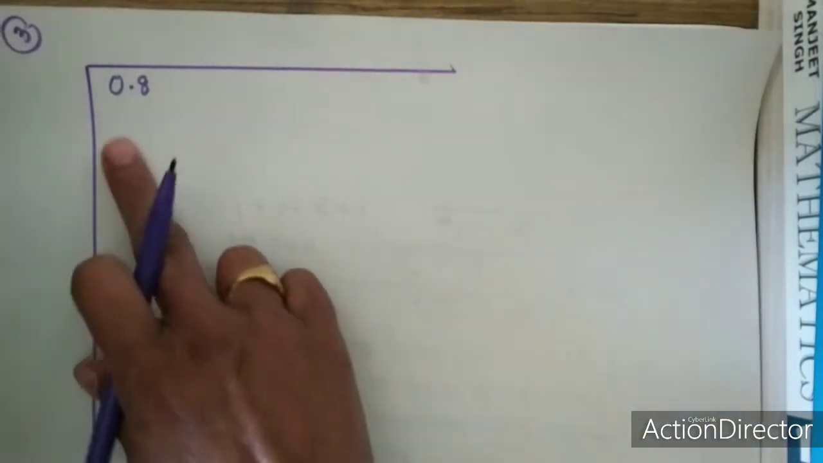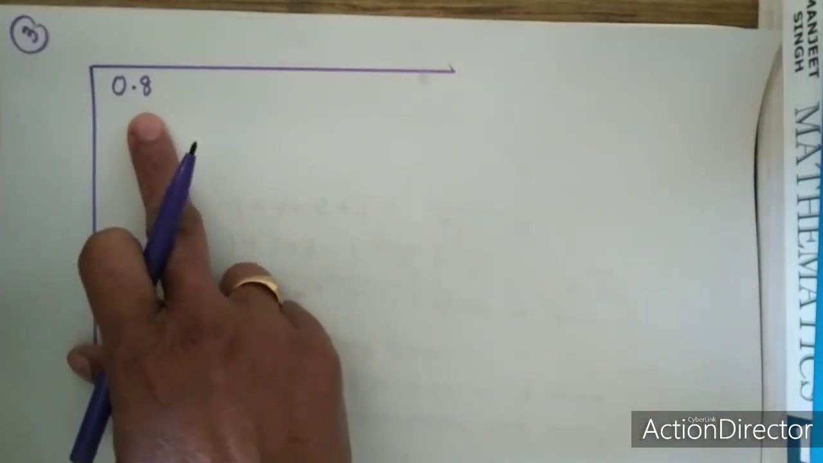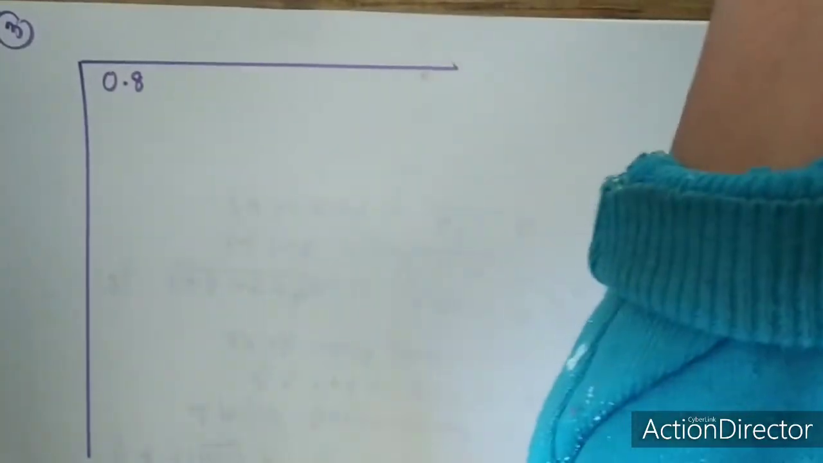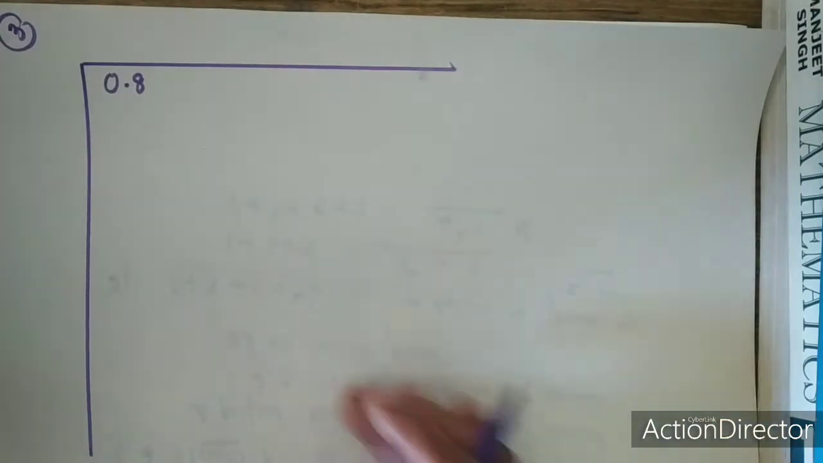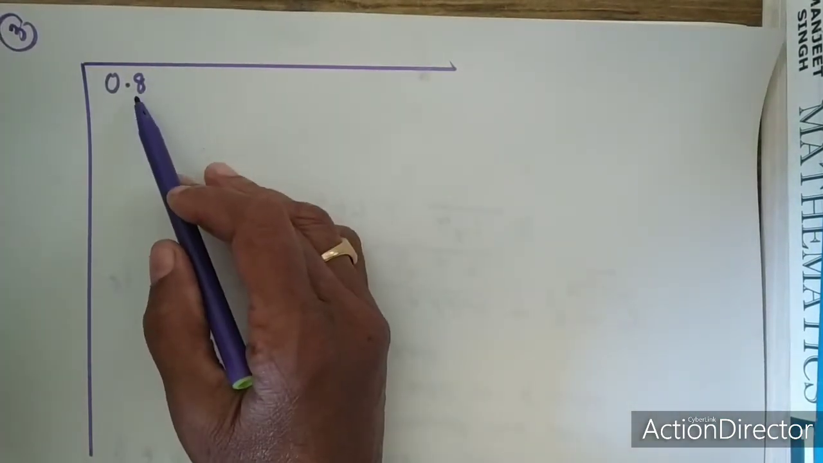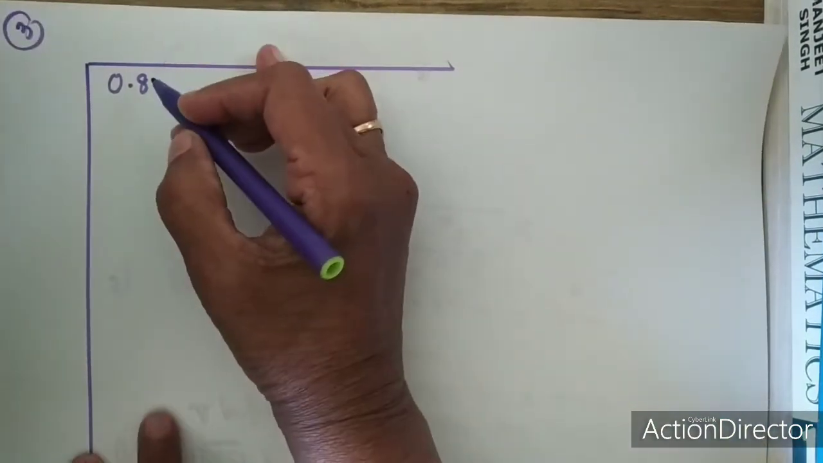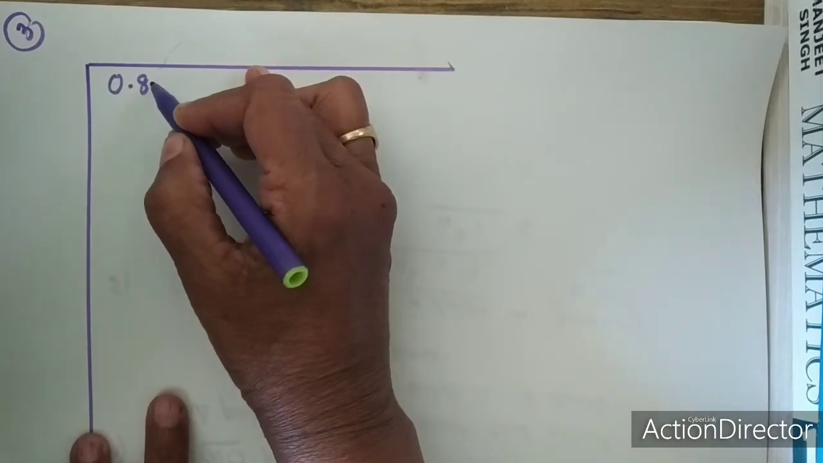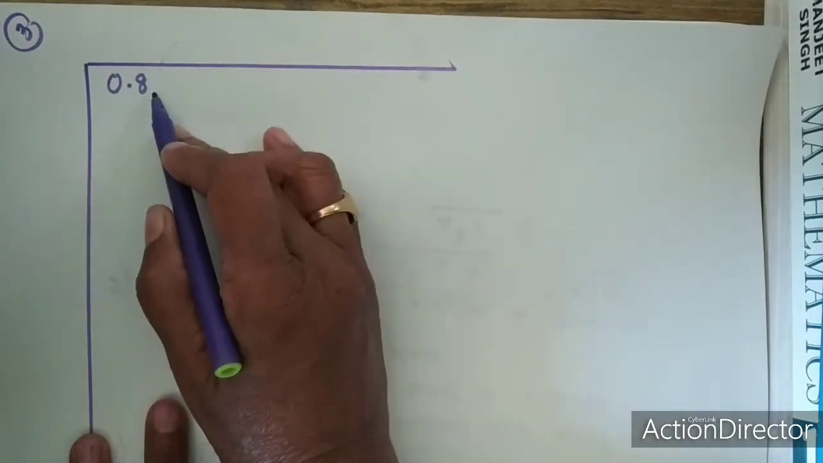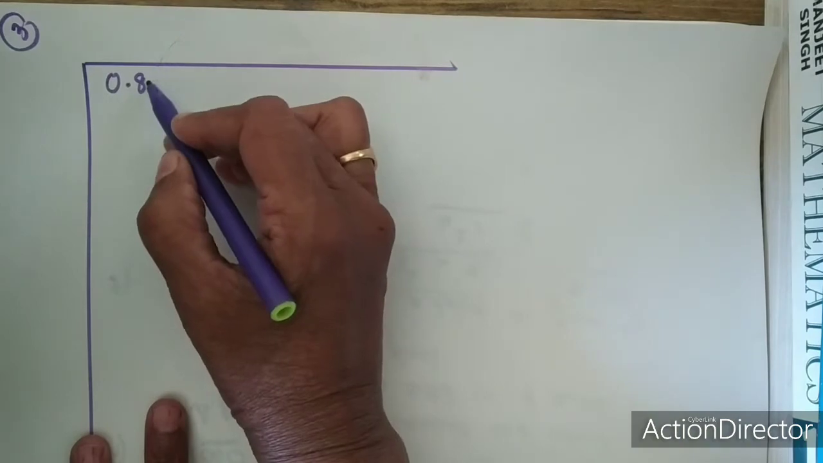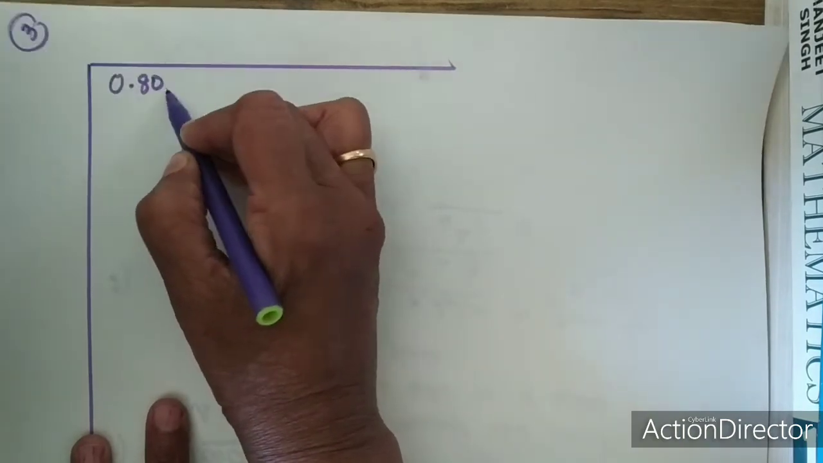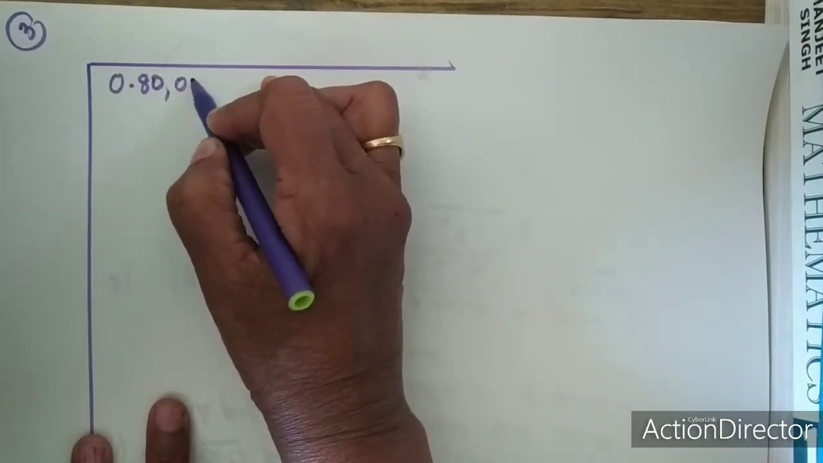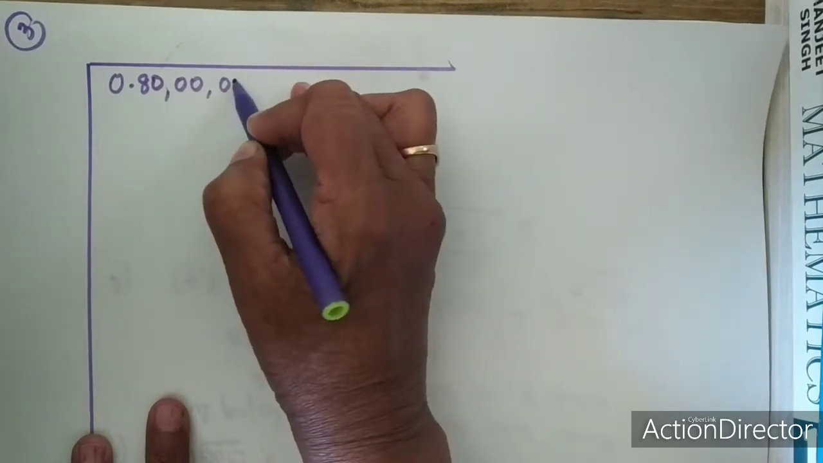Moving on to the third question. You have to find the square root of 0.8 up to 2 decimal places. I think it's only 2 decimal places. So you should remember the first step: if you are having 2 decimal places, I should have 3 sets of numbers over here. So after 8, there are no numbers given over here, so I will be adding zeros. So 0, 0, 0, again 1 more 0.